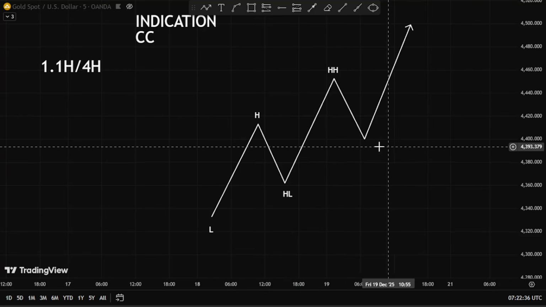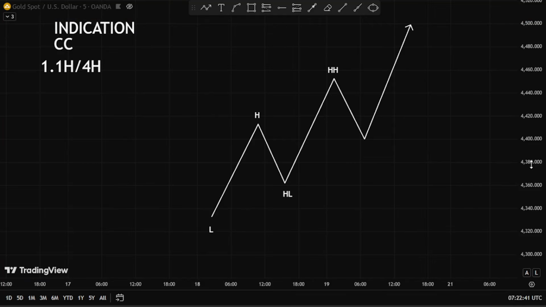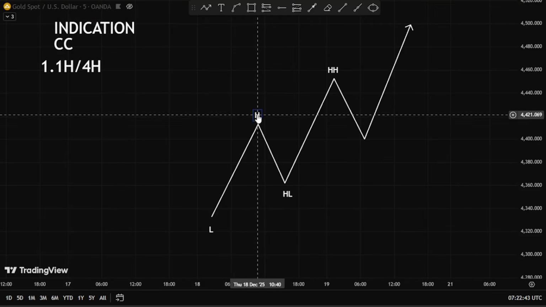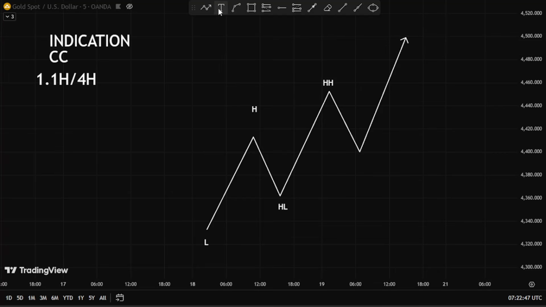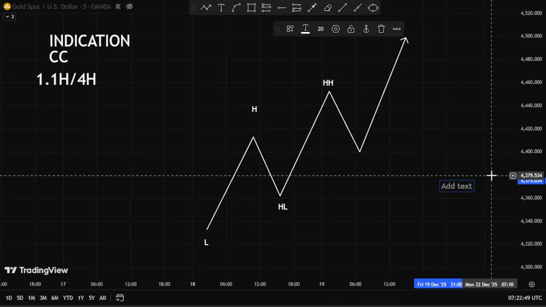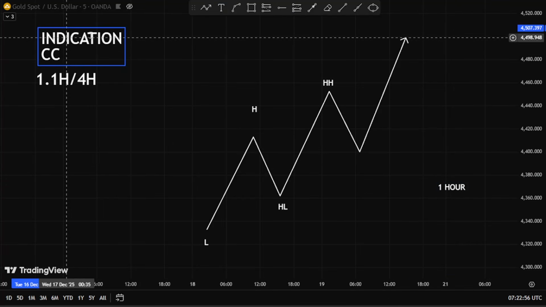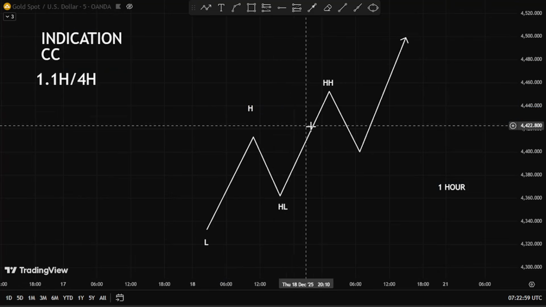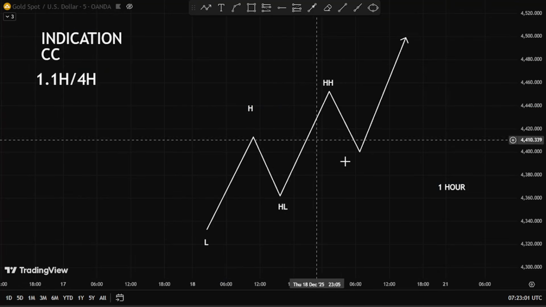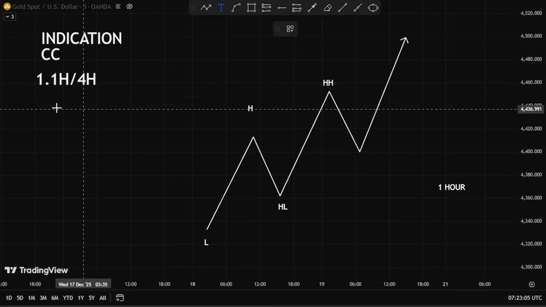For the ICC, the indication part is where you will know where price is going to move, and I'm going to show you why. So let's say price is moving in an uptrend, and this is the 1 hour time frame. So where does the indication come from? The indication comes from when price breaks swing highs or swing lows. Let me put it here for you.